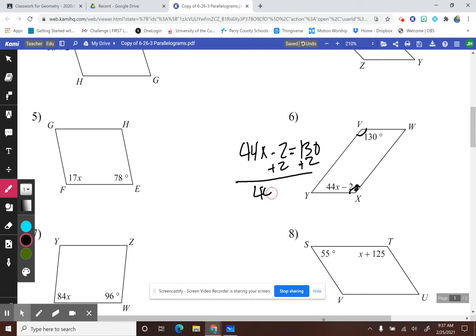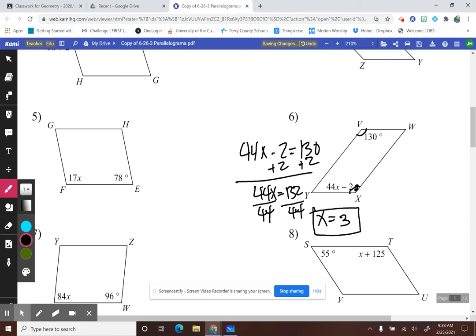So that's going to leave me with 44x equals 132. And then if I divide by 44, I'm going to get x equals 3, I do believe. Yep, 3. So again, I'm just solving for x, so that's all I literally have to do, okay?